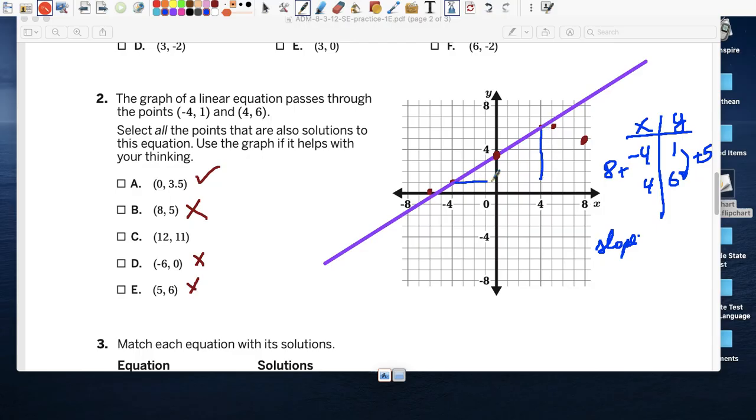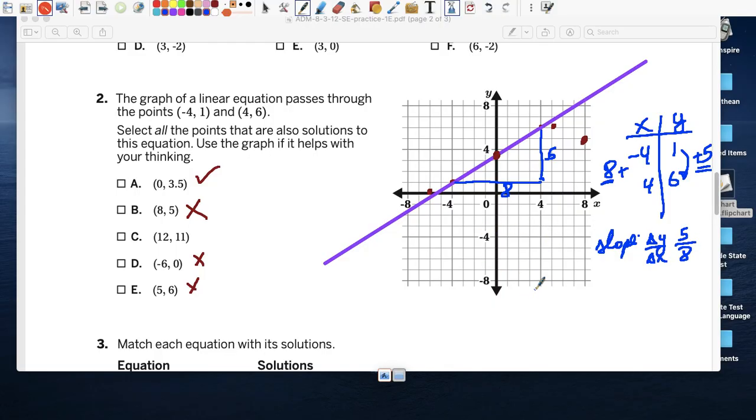So basically we're comparing the height, and 1, 2, 3, 4, 5, we knew that from here. And the base, the difference in x value, is 1, 2, 3, 4, 5, 6, 7, 8. And we knew that because of this. So the slope is the change in y, which was 5, over the change in x, which was 8.